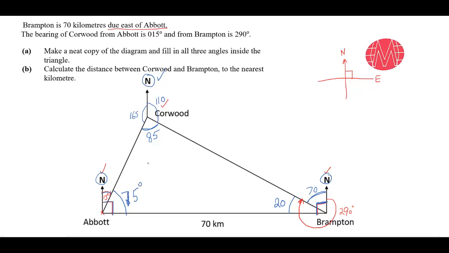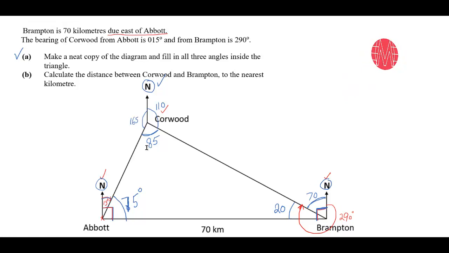Now we have found all the three angles of this given triangle. So part A is done. In part B, calculate the distance between Corwood and Brampton. We have to calculate this distance, let me call it x, to the nearest kilometer.